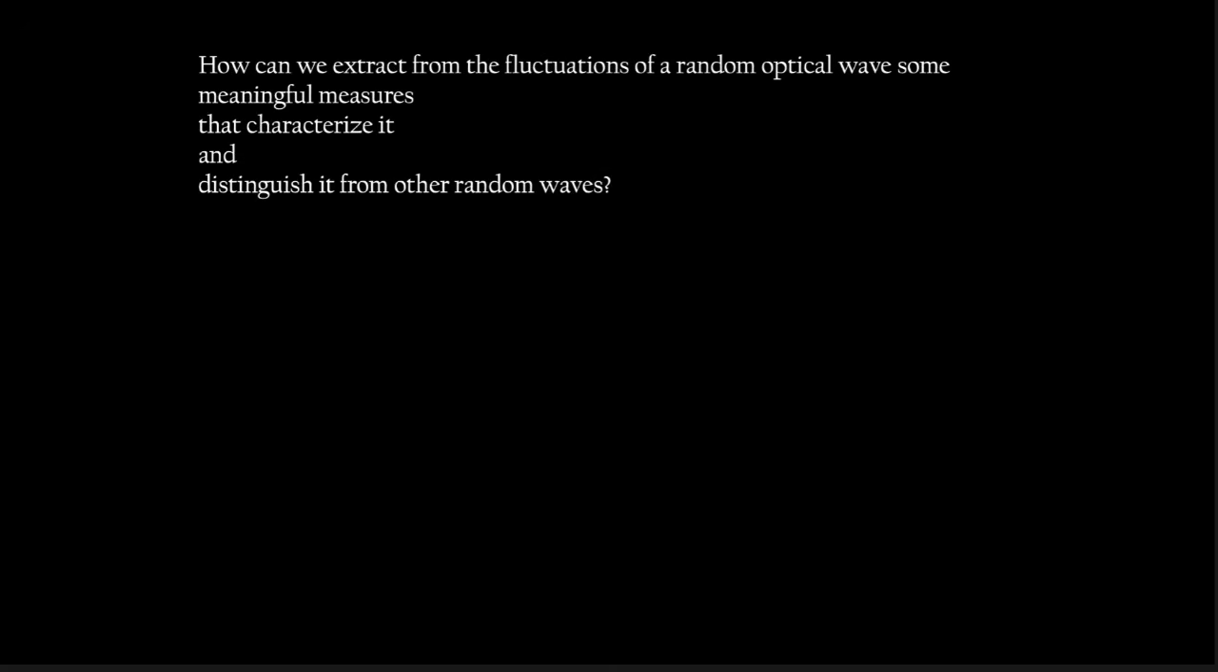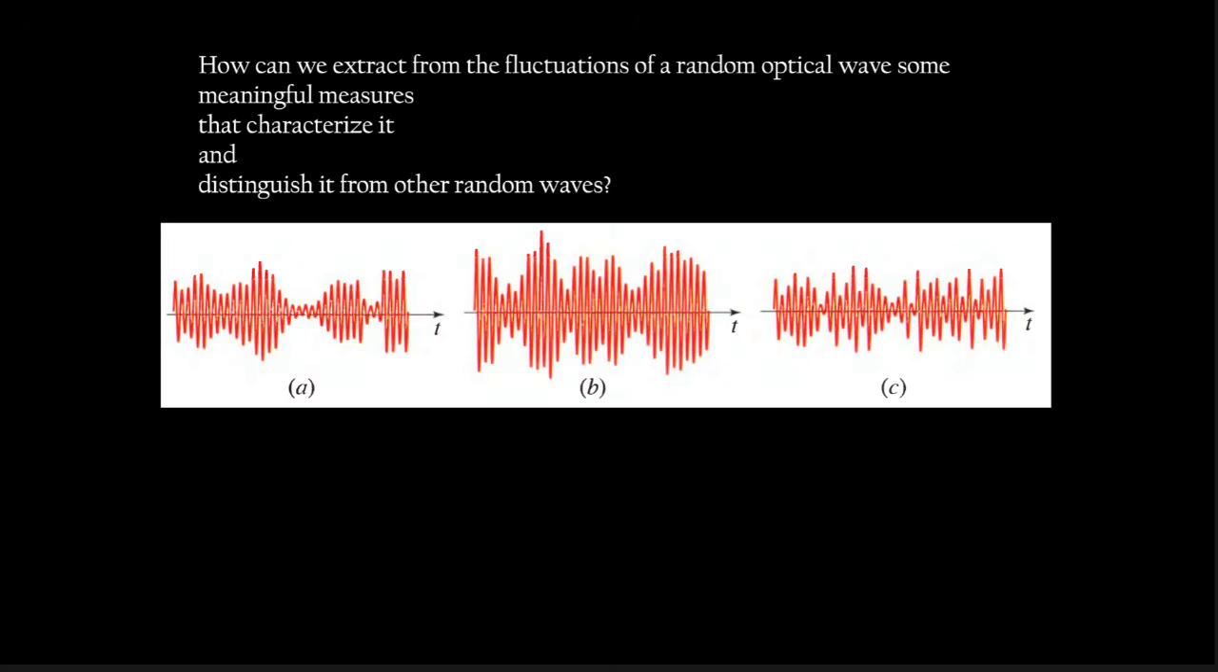The question now is how can we extract from these kind of fluctuations of random optical wave some meaningful measures that characterize it and distinguish it from other random waves. What do I mean? If you have, let's say, a variety of random sources, how will you be able to distinguish between one random source and the other random source? That's a crucial question to address, because we are able to discriminate between, let's say, a coherent source and a random source. But it is equally important for us to realize how to distinguish between a variety of random sources.